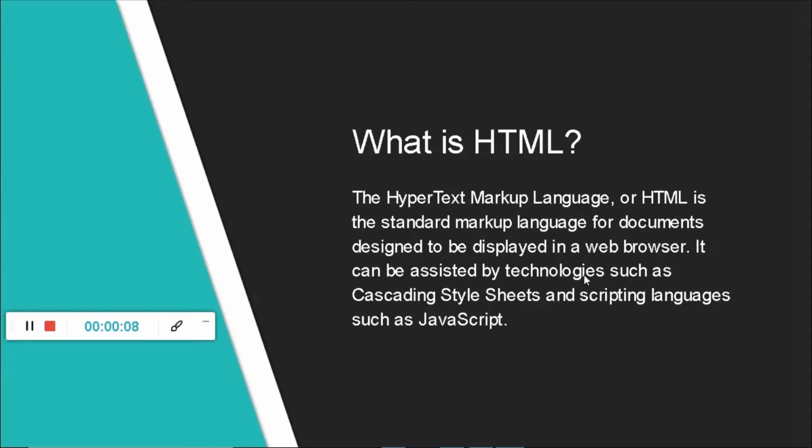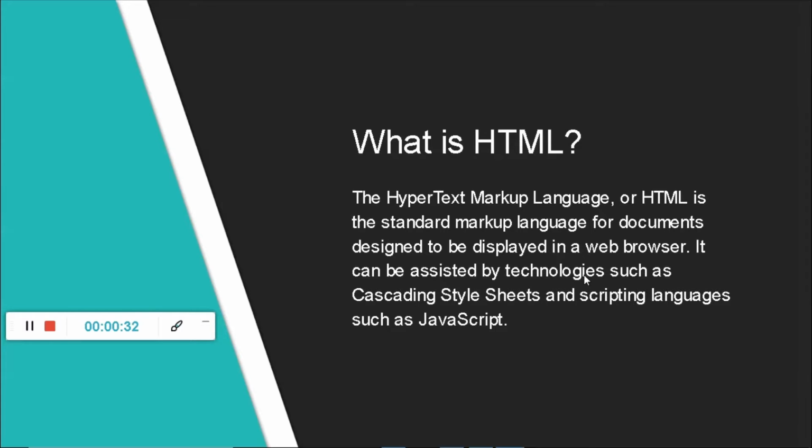Okay, so when the basic question comes, what is HTML? Briefly, hypertext markup language is also called HTML. It is accompanied by cascading style sheets, also known as CSS, and scripting languages such as JavaScript or JS. These three together create a website.